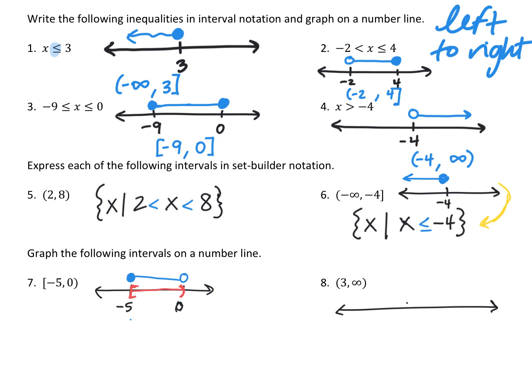So we are at 3. It is not including 3. And then going from 3 towards infinity. So it should look like this. Or if you wanted to use that other way of doing it, you would have a parenthesis at 3 and then an arrow headed towards infinity. These mean the same thing, okay?